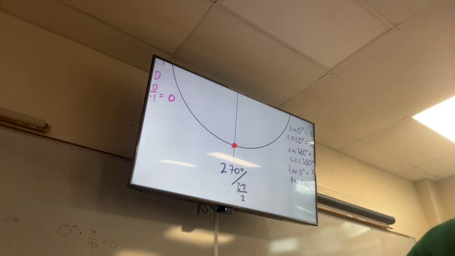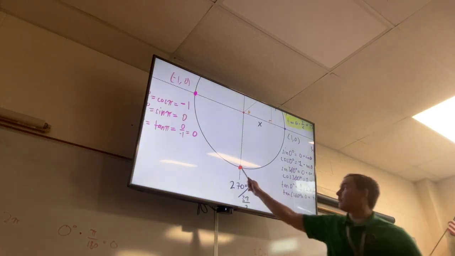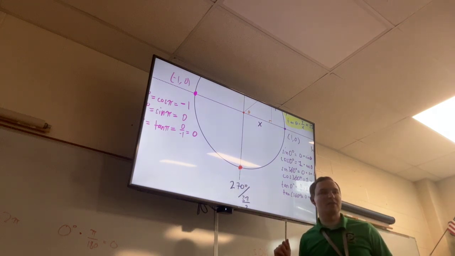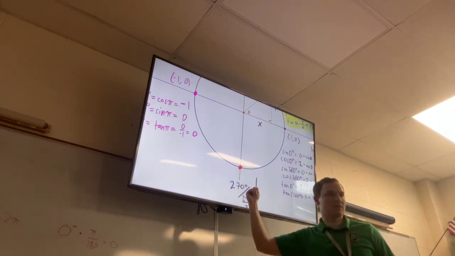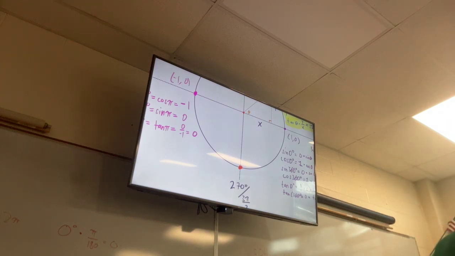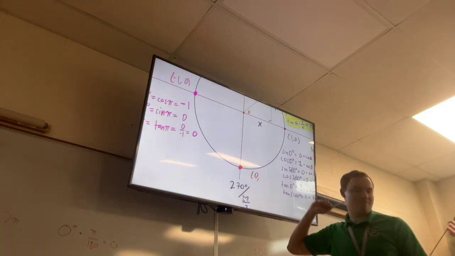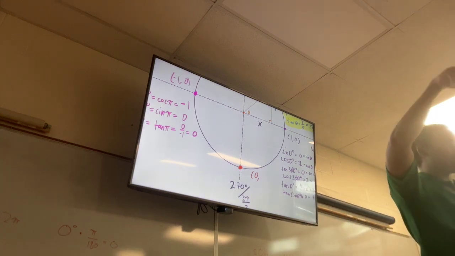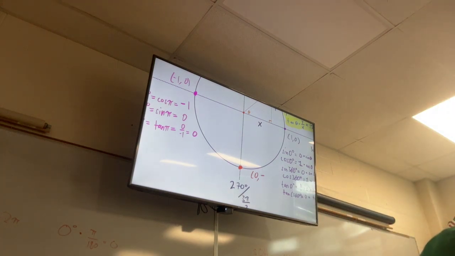What are the coordinates of this point here? What are the coordinates of that point on my unit circle? Did I go left or right at all? No, so I'm going to have an x-coordinate of 0. What's my y-coordinate going to be? I went down 1, so it's going to be -1, yeah?